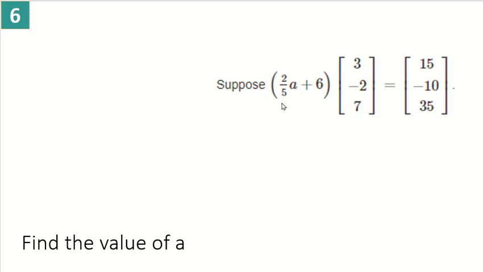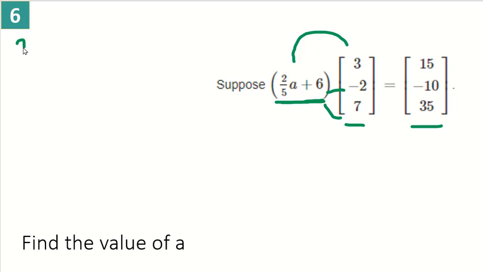So it says, suppose that 2/5 times A plus 6 times this 3 by 1 matrix is equal to this. We want to find the value of A. So it's easy to multiply a matrix by a scalar. And a scalar is a number. This is a number. So I'm going to be multiplying 2/5 A plus 6 times each of these elements in the matrix.